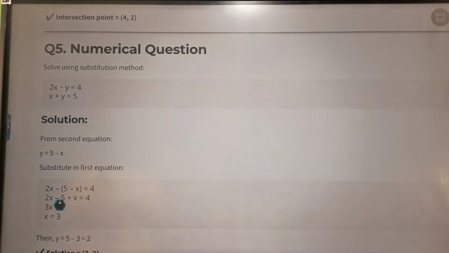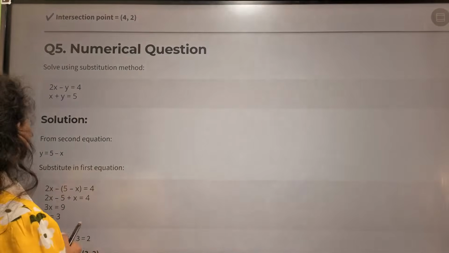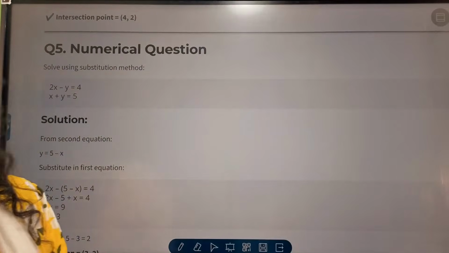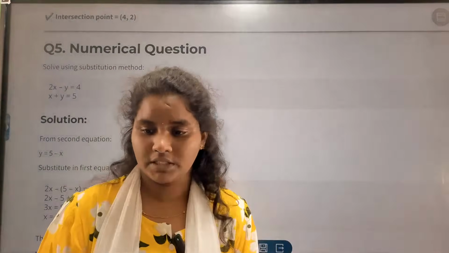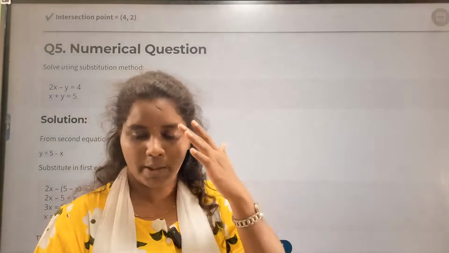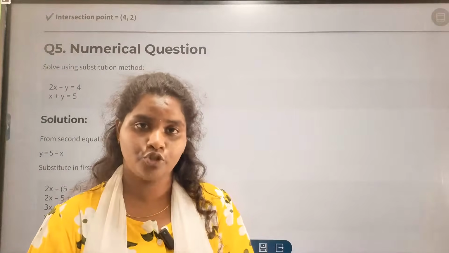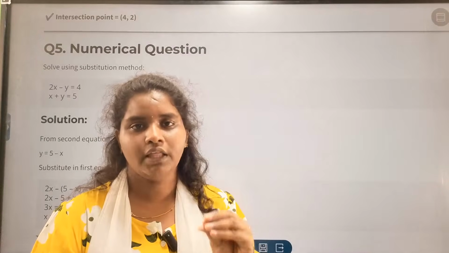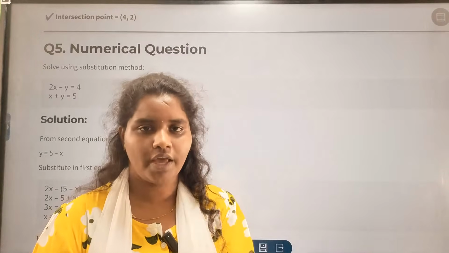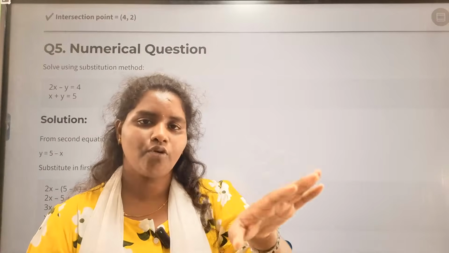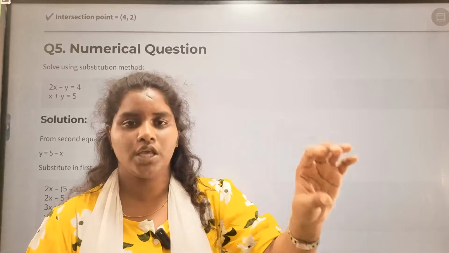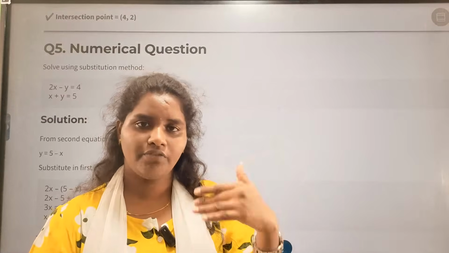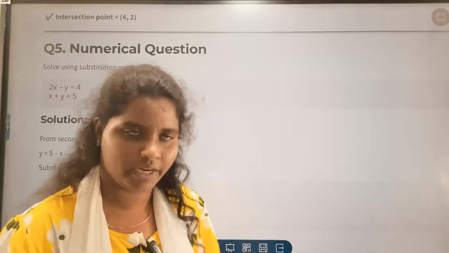Yes, it's right, it's infinite. See, we saw the elimination method, right? So in this question, I'm going to solve by using the substitution method. In the substitution method, we write equation 1 in terms of x or in terms of y, then substitute that value of y or x in equation 2, and then simplify to get the final answer.